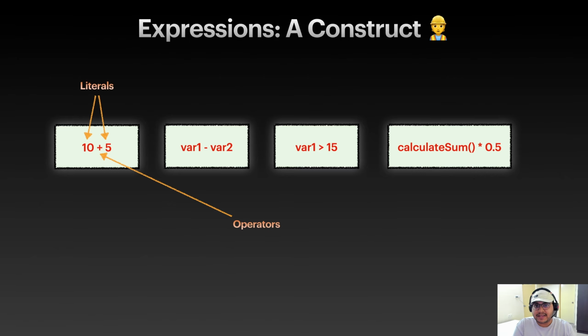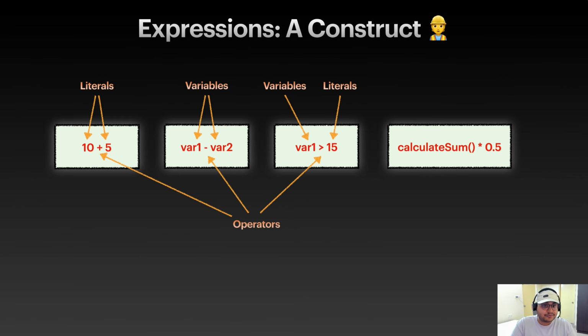In the first example, 10 and 5 are integer literals, which are combined using an addition operator. In the second example, var1 and var2 are variables combined using the minus operator. In the third example, var1 is a variable and 15 is an integer literal, and both are combined using the greater than relational operator. And finally, in the last example, we have a method call where the method named calculateSum is called, and the result which it returns is multiplied with 0.5, which is also a double literal. When I say double literal, it implies a literal of data type double. All these examples show how different combinations of variables, literals, operators, and method calls can form an expression.